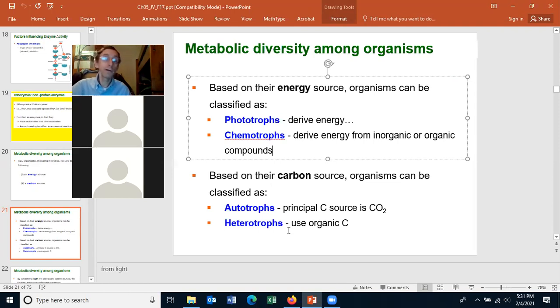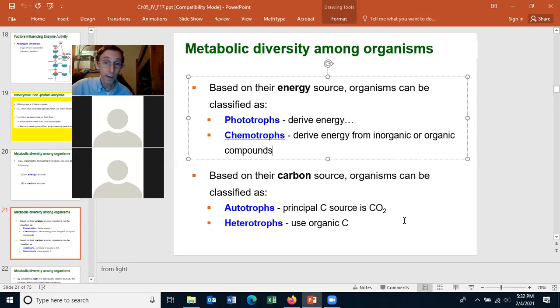Now, if you're ever confused in the more complicated scenarios, always come back to finding out where the organism gets its energy source, because there's only a phototroph or a chemotroph, and where they get their carbon source, because there's only autotrophs or heterotrophs. So if you're ever confused, just go back to this, because these are the simplest ways of classifying all living organisms.